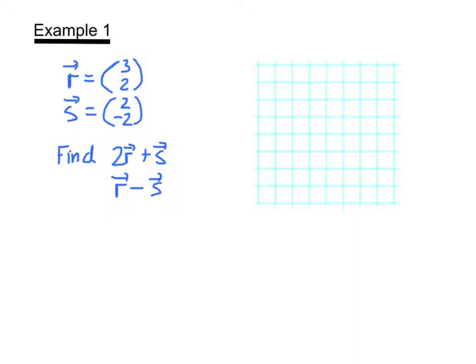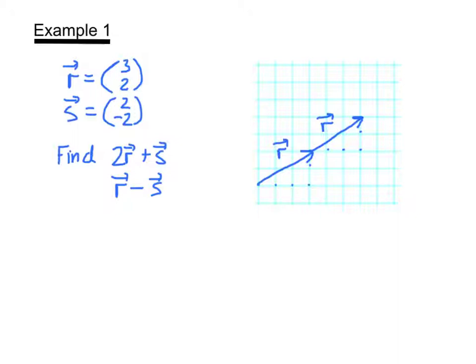So what I can do geometrically is graph vector R, and because I'm multiplying it by a scalar of 2, I'm just going to graph it twice. Okay, so I can start here, and I can go to the right 3 spaces, and then up 2. So that's my first R vector. Then I can go to the right 3 spaces, and up 2 again. And so now I have 2R.